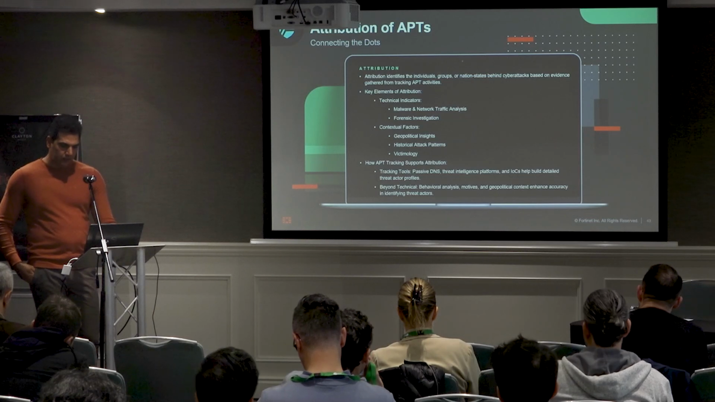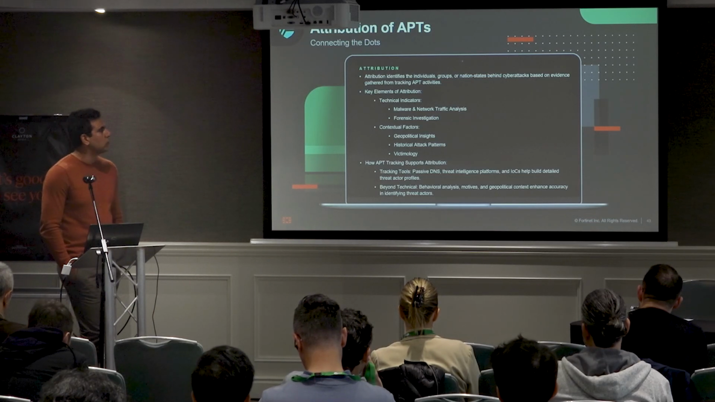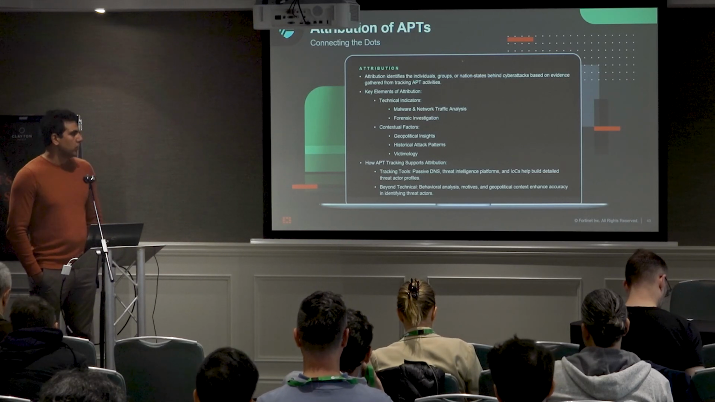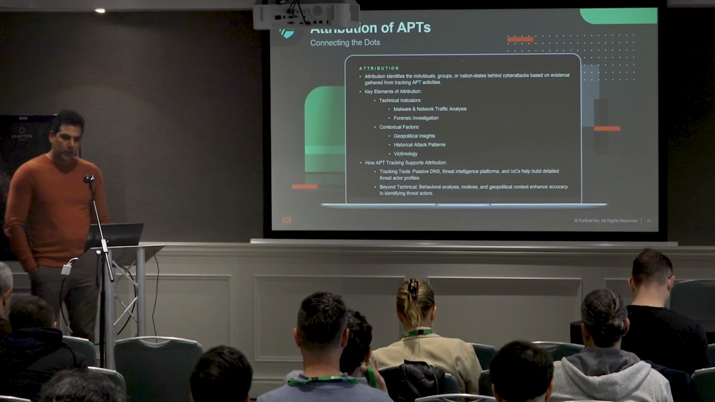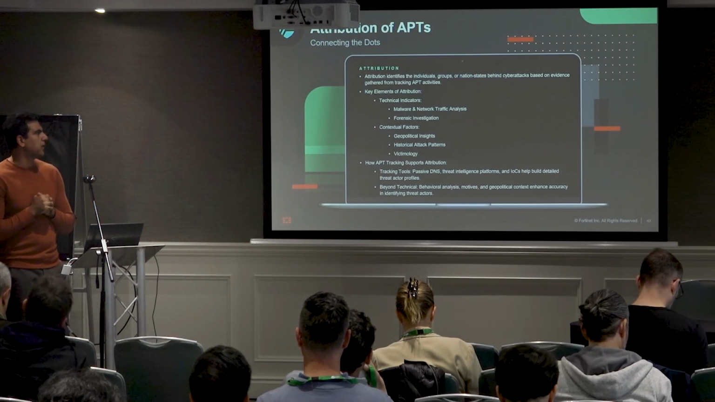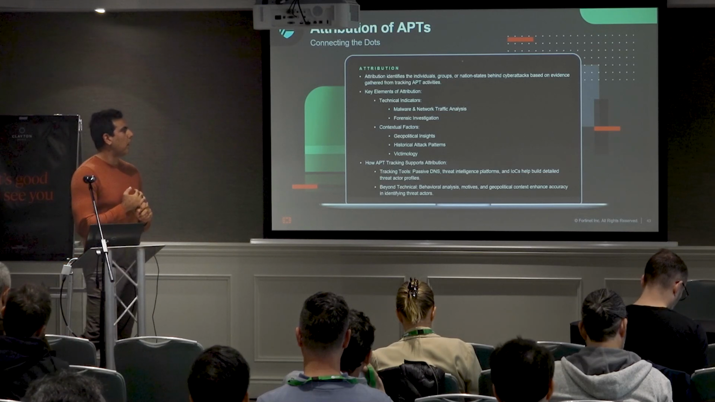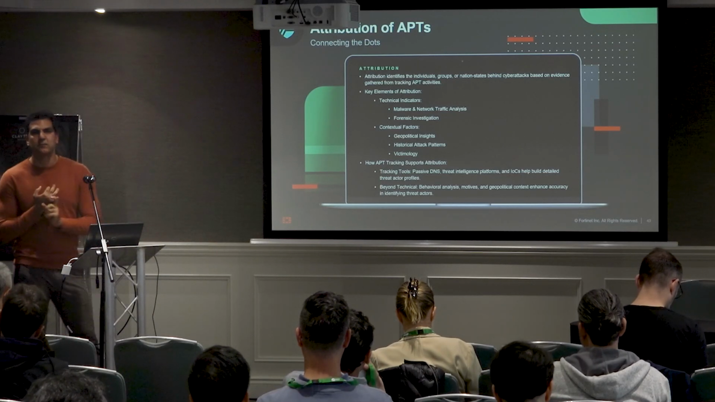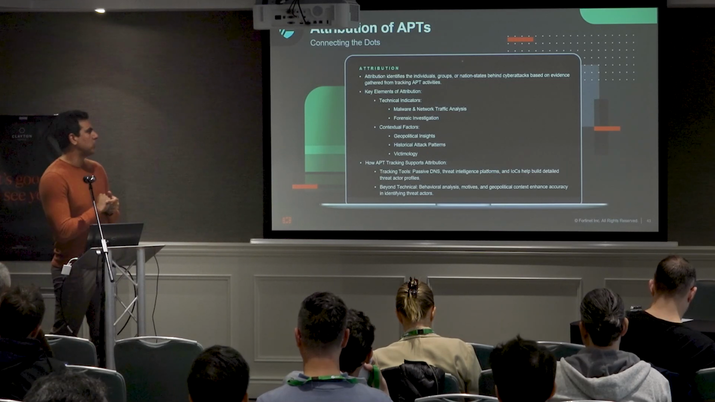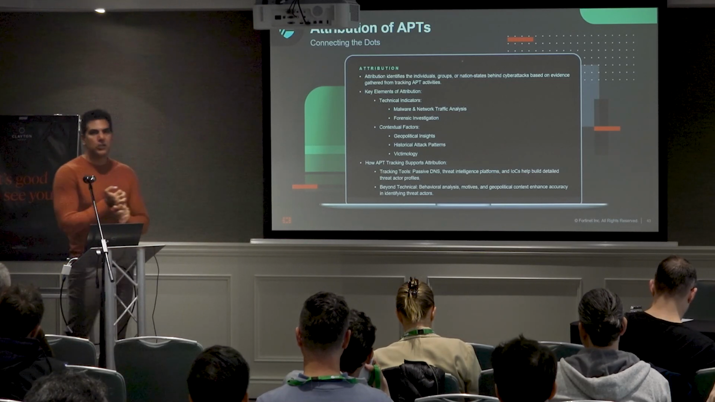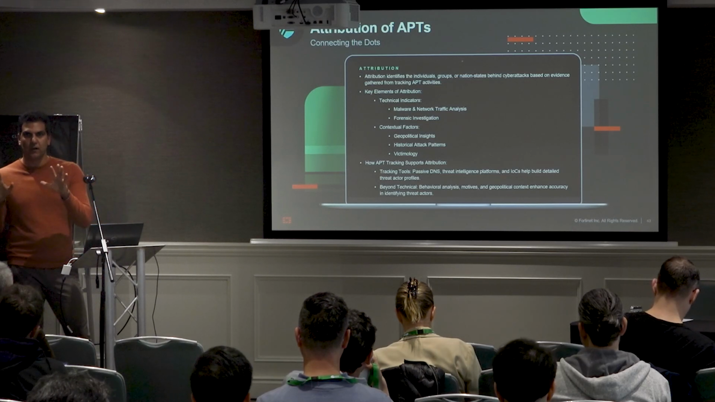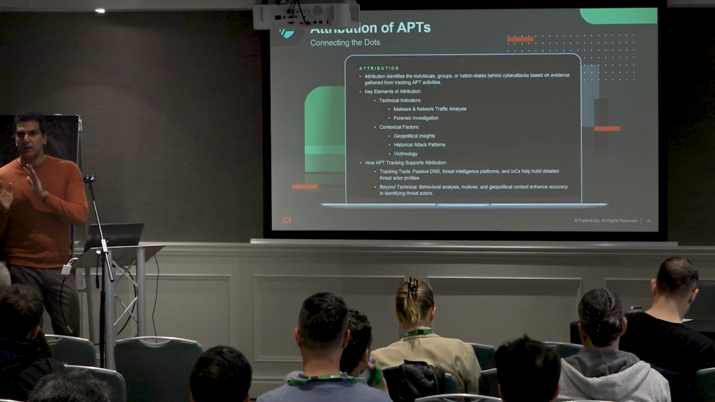So attribution methods can be categorized into two main categories: technical indicators and contextual indicators. In the technical indicators, we try to attribute activities based on specific technical analysis, such as malware analysis, infrastructure analysis, and extracting some of the information that we can get from forensic investigation. So we can get a great picture of activities based on the technical side, tool sets, infrastructure.